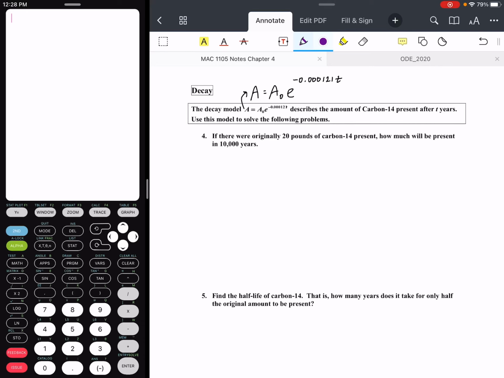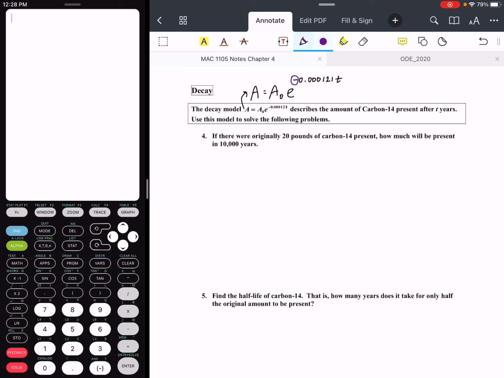All right, so now we're going to be talking about our decay models. And again, it's really the same form as our growth models. The only difference is that K coefficient is going to be negative. So that's where the decay comes from.